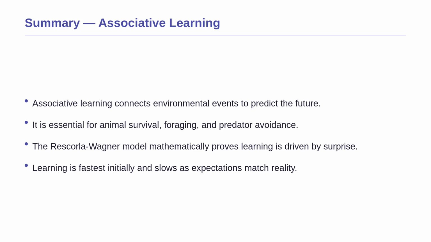We have covered the full topic of associative learning, so let us review our key takeaways. First, associative learning is the fundamental mechanism animals use to connect events and predict the future, which is absolutely vital for their survival. Second, we saw how the Rescorla-Wagner model translates this biological process into mathematics, showing us that learning is fundamentally driven by the element of surprise. Finally, we proved that learning happens fastest when an outcome is highly unexpected and naturally slows down as the animal's expectations match reality. Excellent work following along with these concepts and calculations.